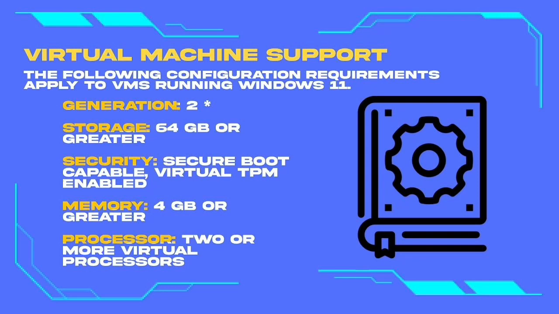Then the next is virtual machine support. The following configuration requirements apply to VMs running on Windows 11. Generation 2. Then storage 64 GB or greater. Security, secure boot capable, virtual TPM enabled. Memory 4 GB or greater. Processor 2 or more virtual processors.